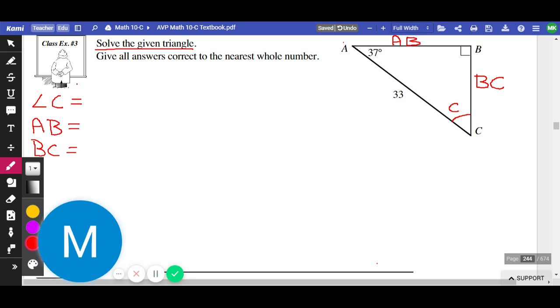To find angle C, I'm just going to start right here. Here's my work for finding angle C. I look at this. I recognize I have the other two angles, 90 degrees and 37 degrees. When you're looking for the third angle in a triangle, it's really easy. You just go 180 and you subtract the other two. Subtract 90, subtract 37. When you do that, you're going to get 53 degrees. That's the missing angle, 53 degrees.